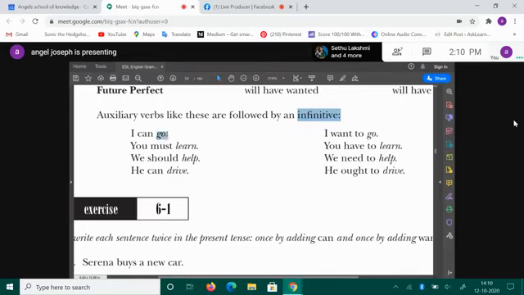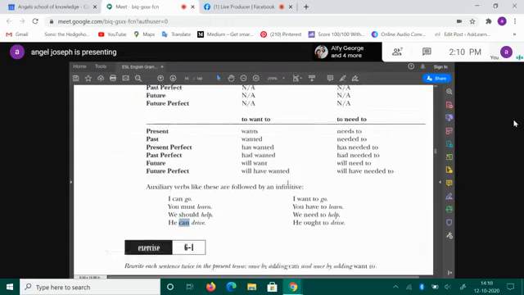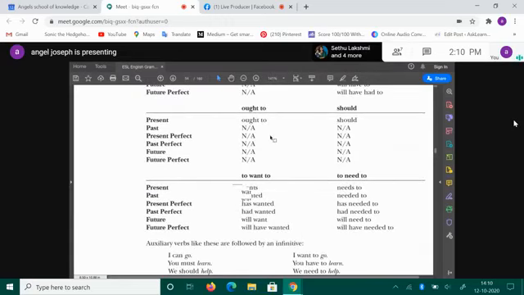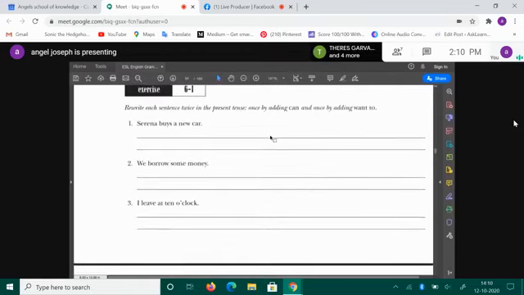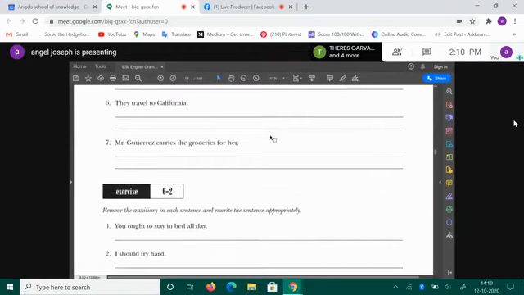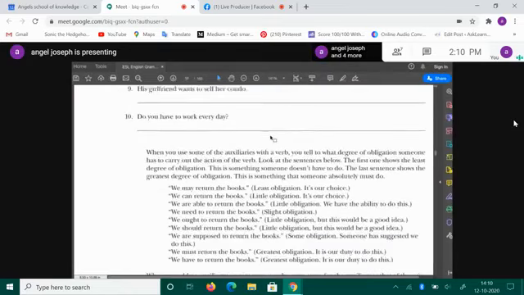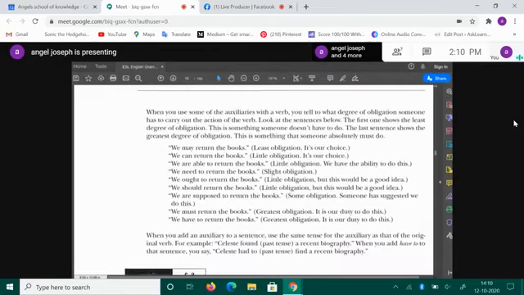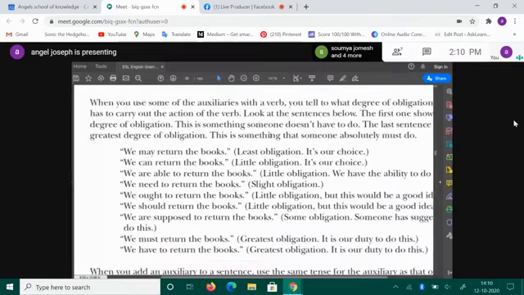So I can go, and I want to go. What we are trying to learn here is the usage of auxiliary verbs: I can, I want, you must, have, need, ought, should, can. All these are auxiliary verbs. We've looked at a few variations of how they are used. So let's look at some exercises and work our way through them. There are two exercises here. Before I run through the exercise, I would like you all to look at this as well.